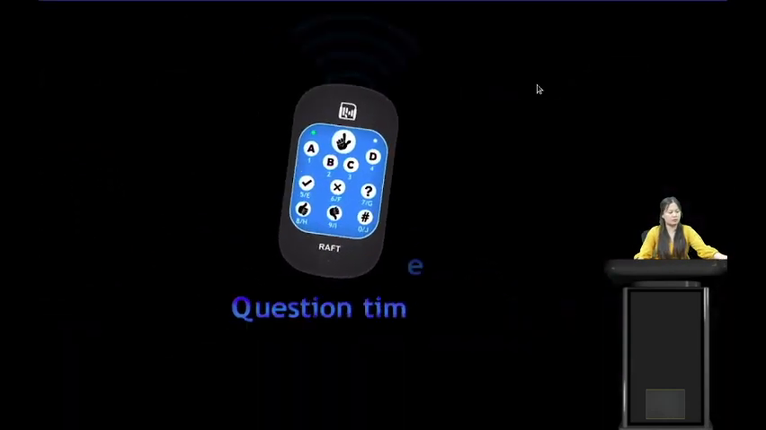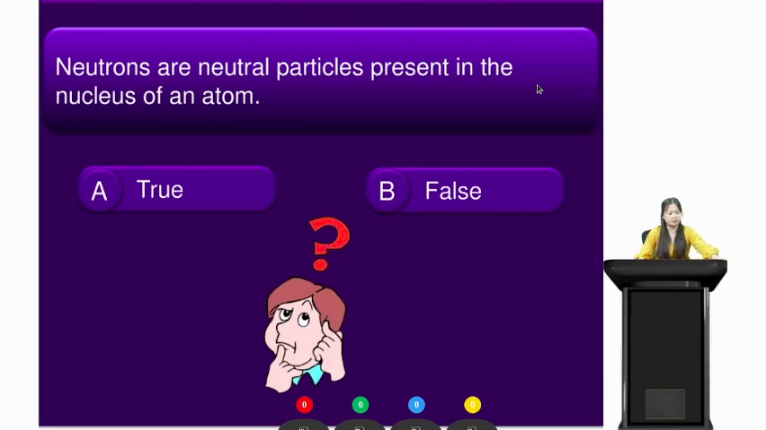Alright students, we have one more question. Please get your rough devices ready. The question is, neutrons are neutral particles present in the nucleus of an atom. I'm giving you 15 seconds for this question. Your time starts now.